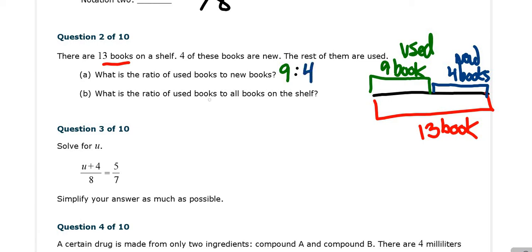What is the ratio of used books, which is still 9, to all the books on the shelf, which is 13? So, for problem number 2, the best advice is draw a picture of the given scenario.